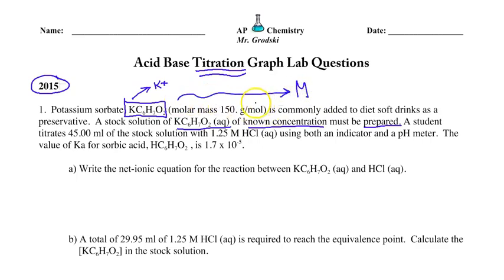A student is going to titrate. That's what we do. Titration is we're going to take a known amount of another chemical, in this case an acid, and we're going to basically titrate this substance with this acid to figure out its concentration to make it known. That's the whole point. So it's really important that you read this. Since I'm titrating this substance with this acid, draw yourself a picture.